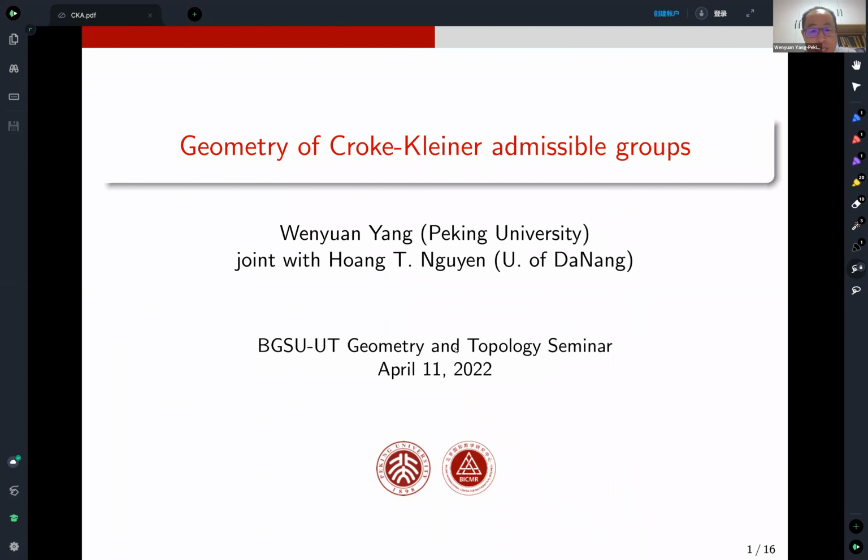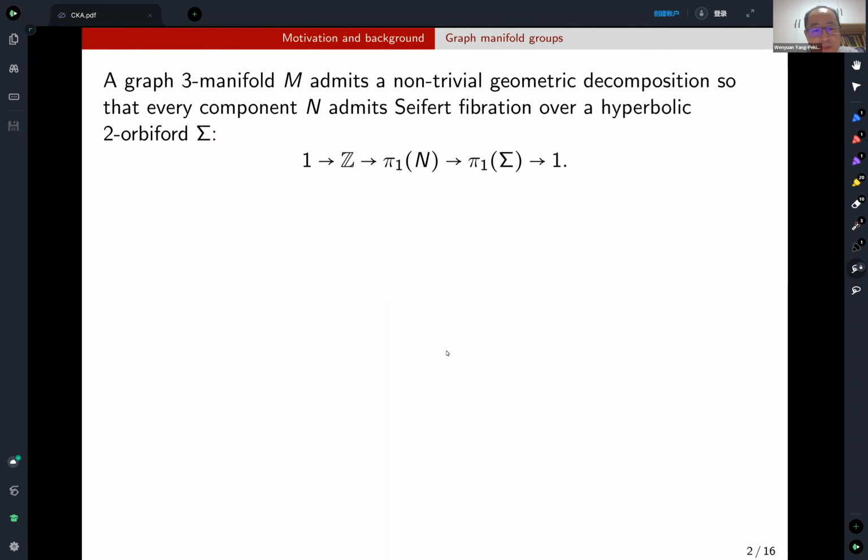So, as I said, this class of groups is some generalization of graph manifold groups. So I start with the introduction of graph manifold groups. A graph manifold is by definition a manifold that admits some non-trivial geometric decomposition, such that every component admits a Seifert fibration over a hyperbolic two-orbifold. Yeah, there are several definitions. It's just that one definition is convenient for the purpose of this talk.